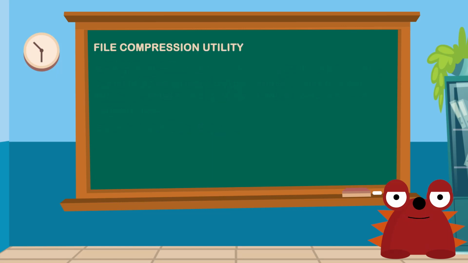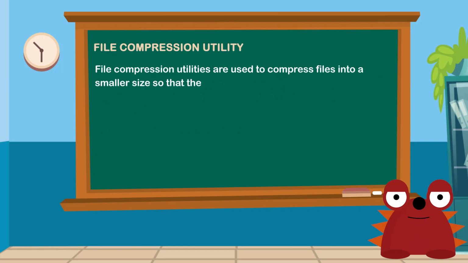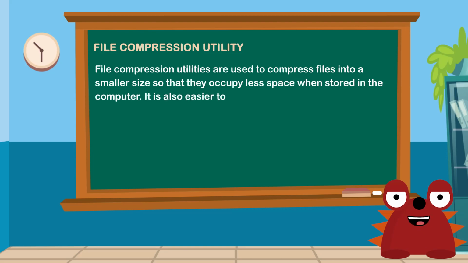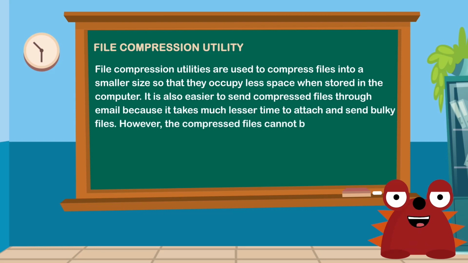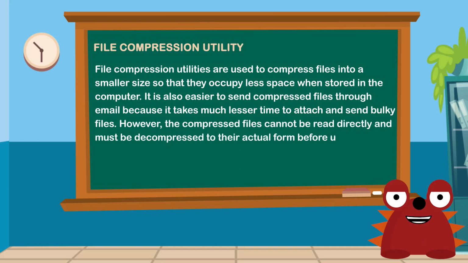Then is the file compression utility, which is used to compress files into a smaller size so that they occupy less space when stored in the computer. It is also easier to send compressed files through email because it takes much less time to attach and send bulky files. However, the compressed files cannot be read directly and must be decompressed to their actual form before use. Examples of which are WinZip and WinRAR.